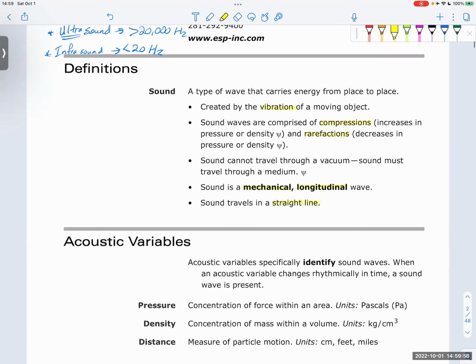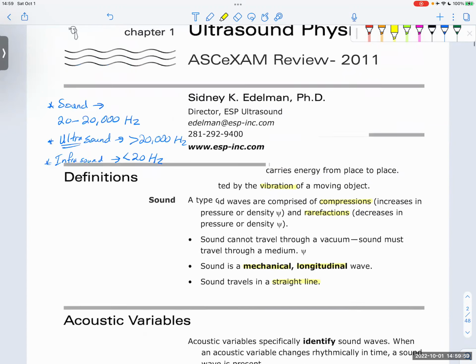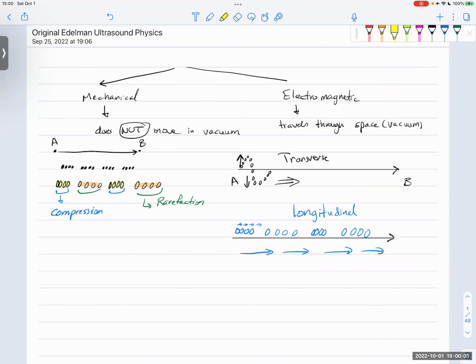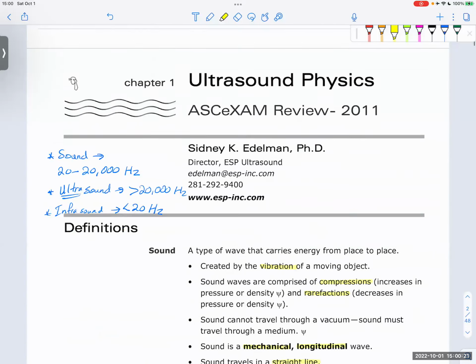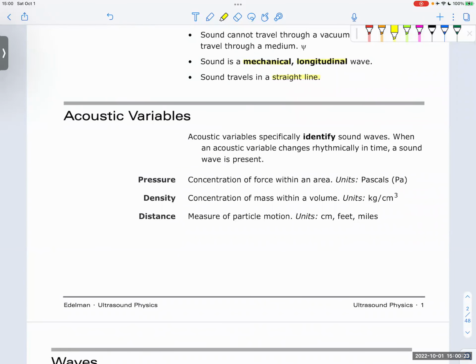Now, as we said before, in order to form a sound wave, we have to cause some vibration of these objects, as we see here. So you vibrate them and you cause movement from point A to point B. The way we describe these areas, as we said, compressions are characterized by high pressure, high density, and then rarefaction, low pressure, low density. This pressure or density, or something called distance, how much these particles are able to move from point A to point B, are known as acoustic variables.